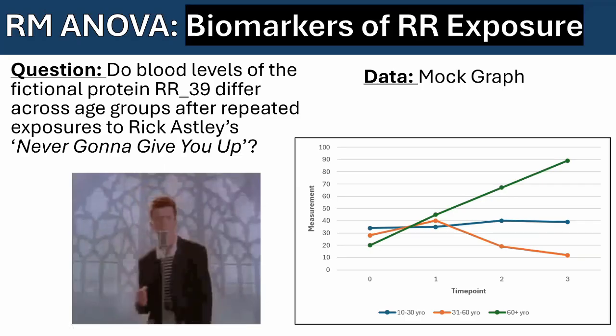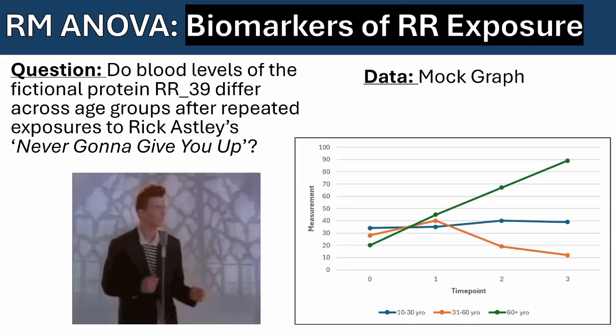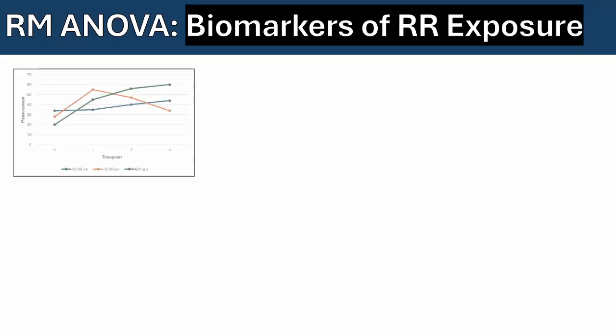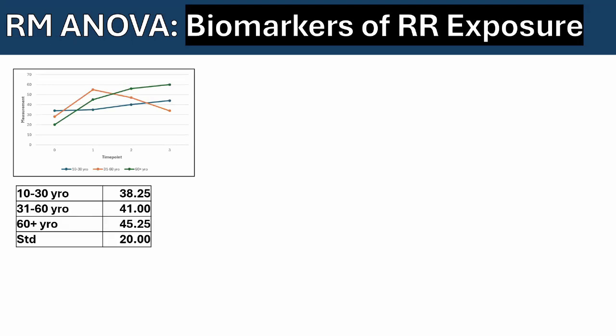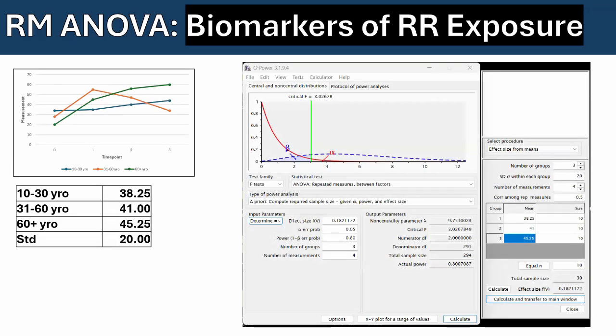But is this difference between groups significant? So I can test that. Repeated measures ANOVA. Again, I'm going to need means of those groups, a standard deviation. Under the F test, this is going to be an ANOVA repeated measures between factors. There's different things you can look at for repeated measures, whether it's across factors or between factors. Between factors essentially means is there a difference between groups? And so that's what I want to do here.